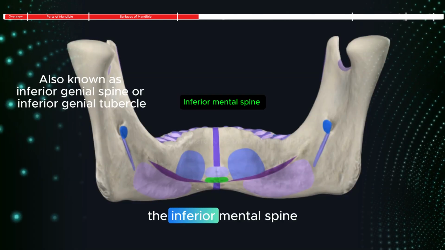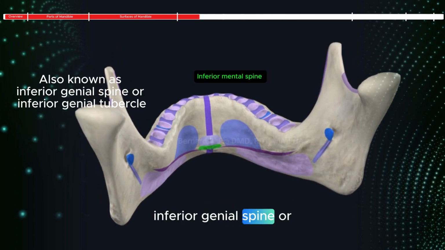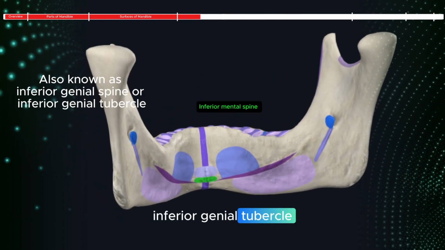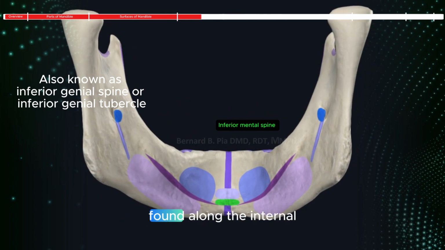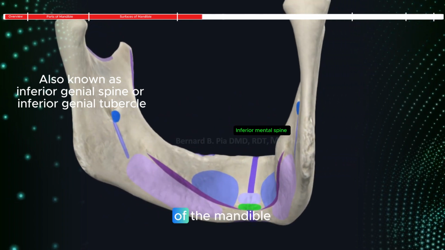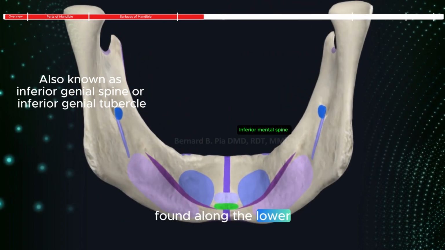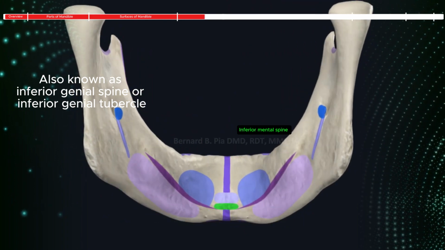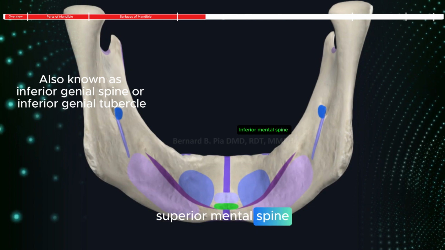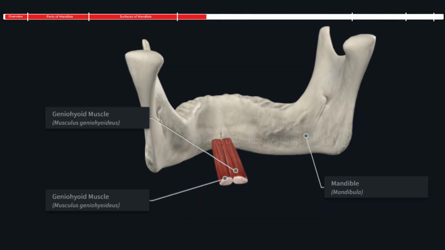3. The inferior mental spine, inferior genial spine, or inferior genial tubercle, is a small midline process found along the internal surface of the body of the mandible. It is the lower of the two mental spines that are found along the lower portion of the mandibular symphysis, the other being the superior mental spine. The inferior mental spine provides an origin site for both the right and left geniohyoid muscles. In some individuals, the inferior mental spine may be split and present as a pair of inferior mental spines.